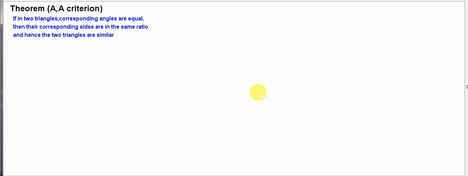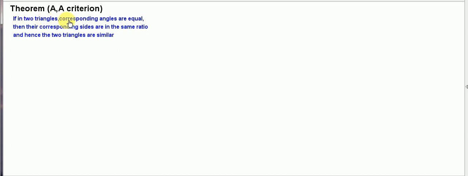We should draw a figure to prove every theorem. We cannot secure even a single mark without a figure. For every theorem, the figure can be drawn just by understanding the statement. Let us read the statement of this theorem again.